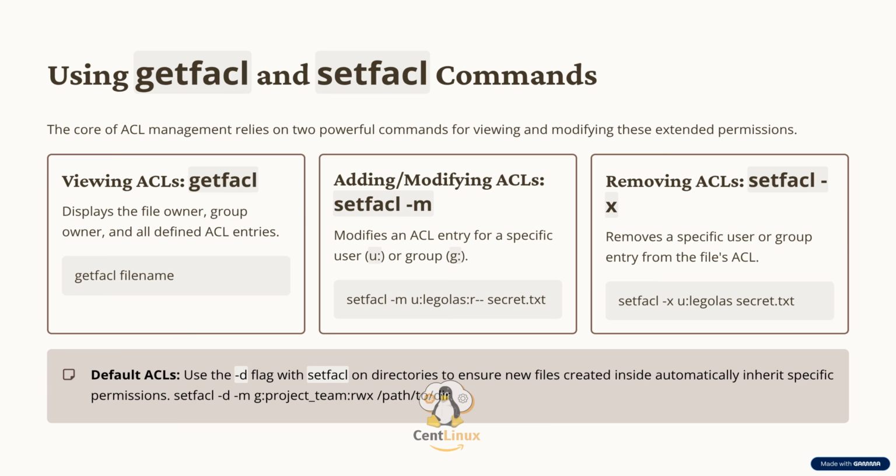Default ACLs. On directories, you can set default ACLs so that new files inherit permissions automatically. Example, setfacl -d -m g:groupname:rwx /path/to/dir. This is especially helpful for shared workspaces.